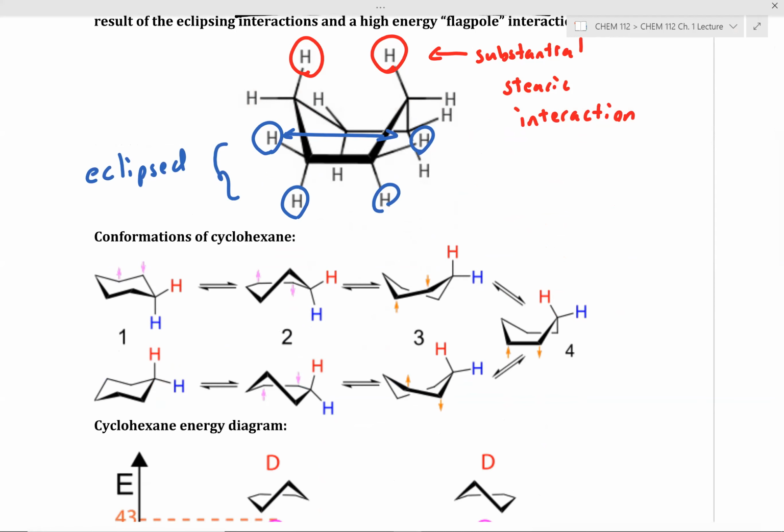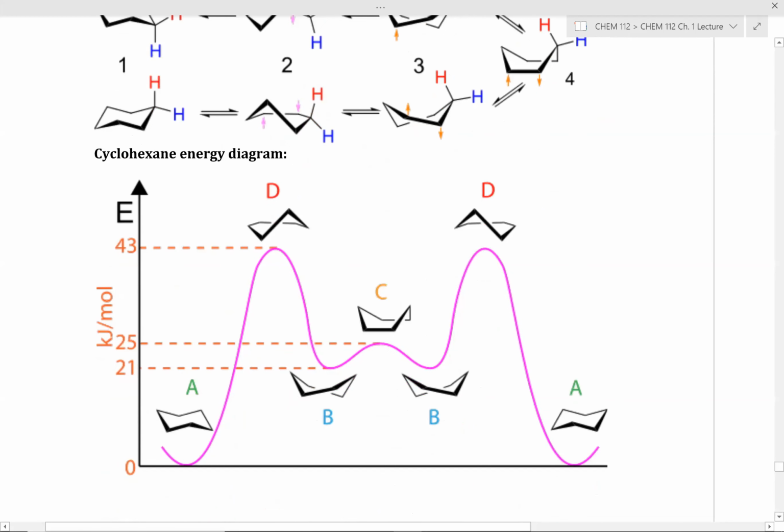So we've gone from chair to half chair to twist boat to boat, and then we'd continue along this process going through another, which in many cases is energetically similar, but not quite identical. If the substituents are different, we'd go through another twist boat, another half chair, and finally return to our second chair conformation. So let's start to visualize the various conformations in an energy diagram. Our lowest energy conformations are chair conformations.